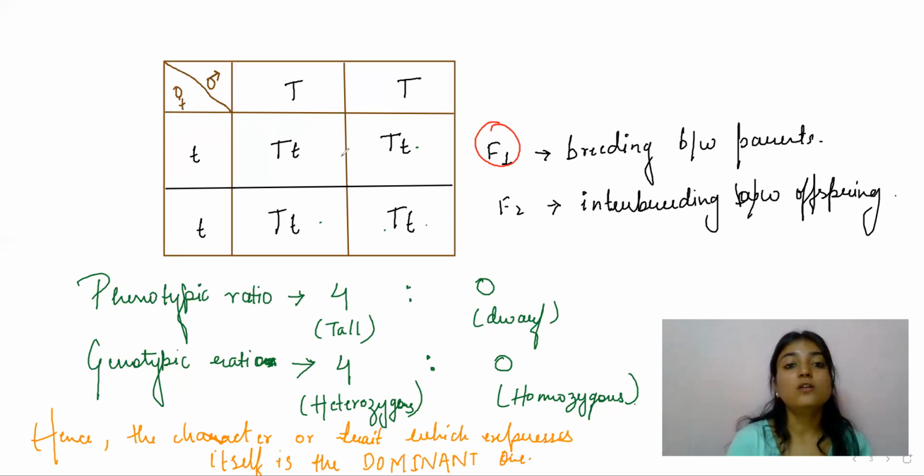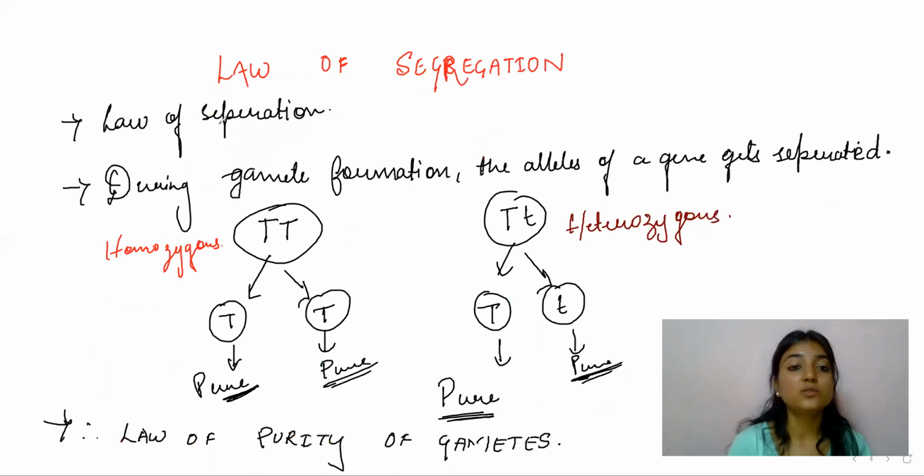In the second law, the law of segregation, which is also known as the law of separation, during gamete formation, the allele of a gene gets separated. Whether we take the example of a homozygous or a heterozygous, the alleles get separated during gamete formation. And this allele is the pure form of the allele for the next generation. So this law is also known as the law of purity of gametes.